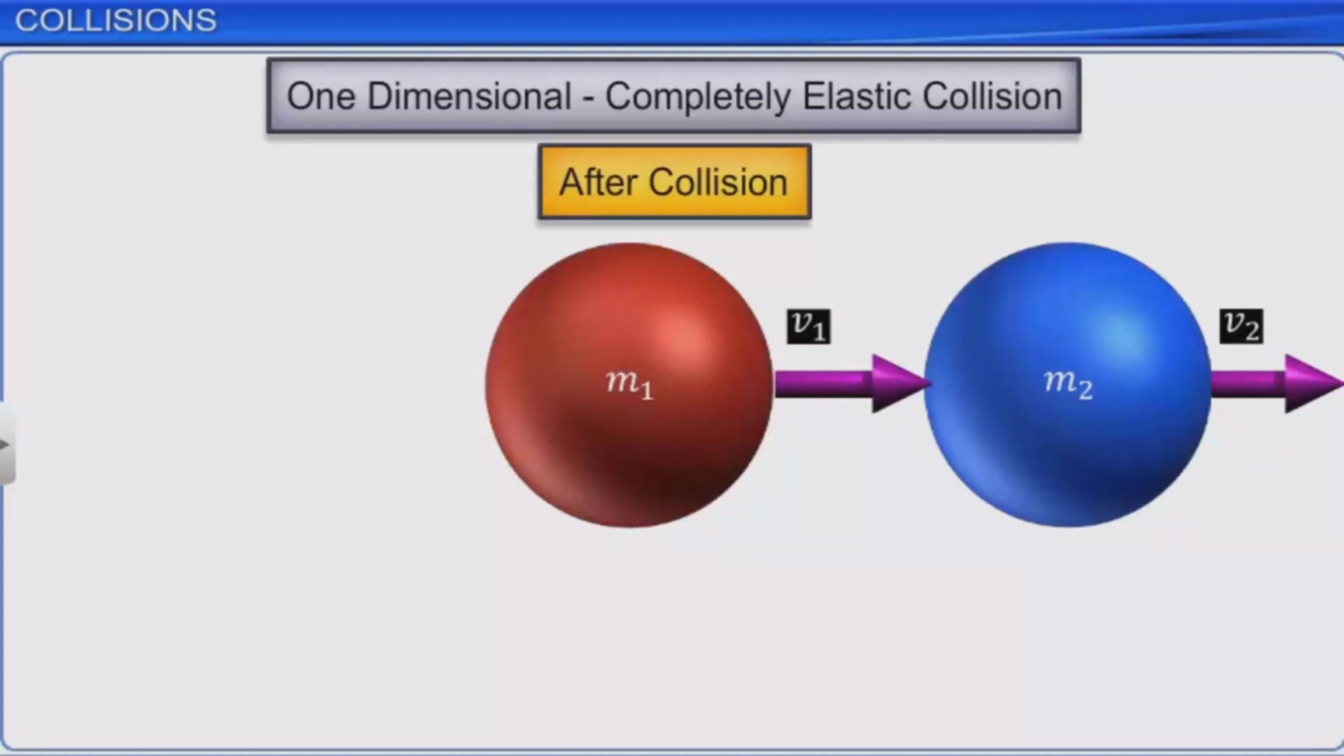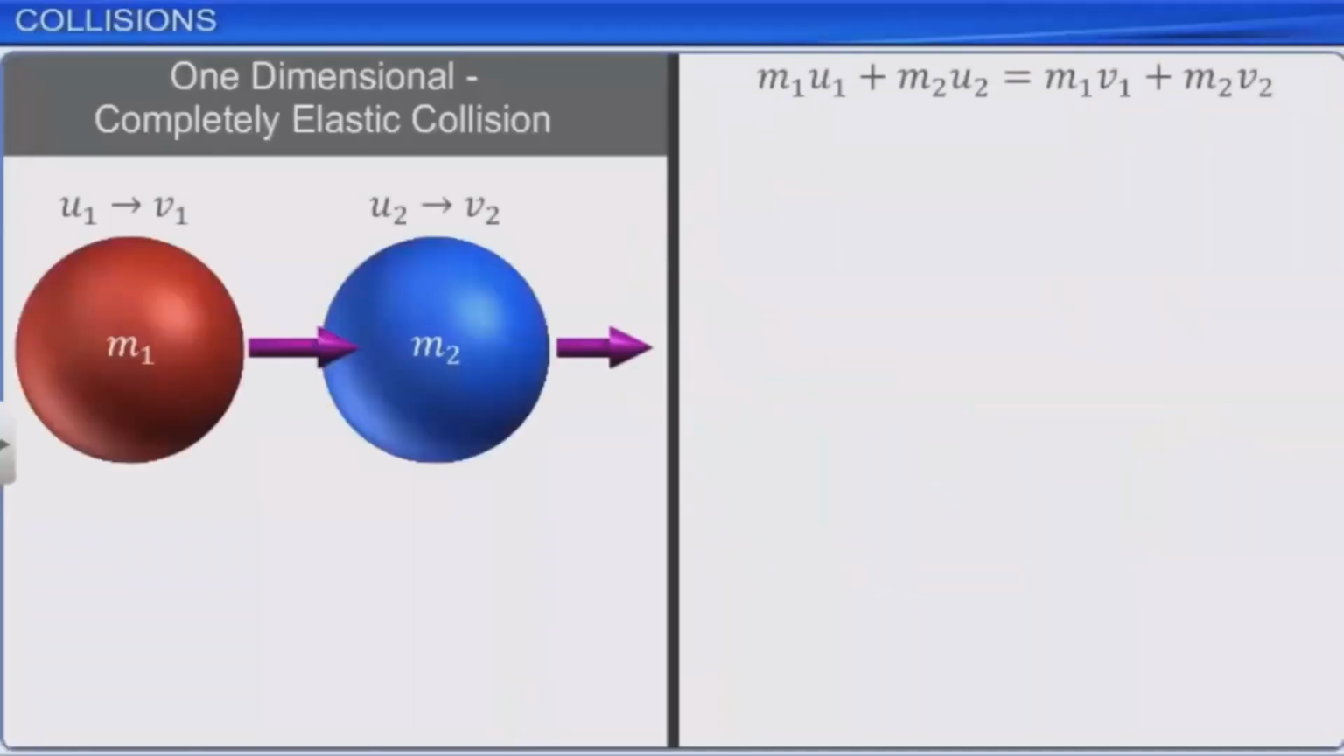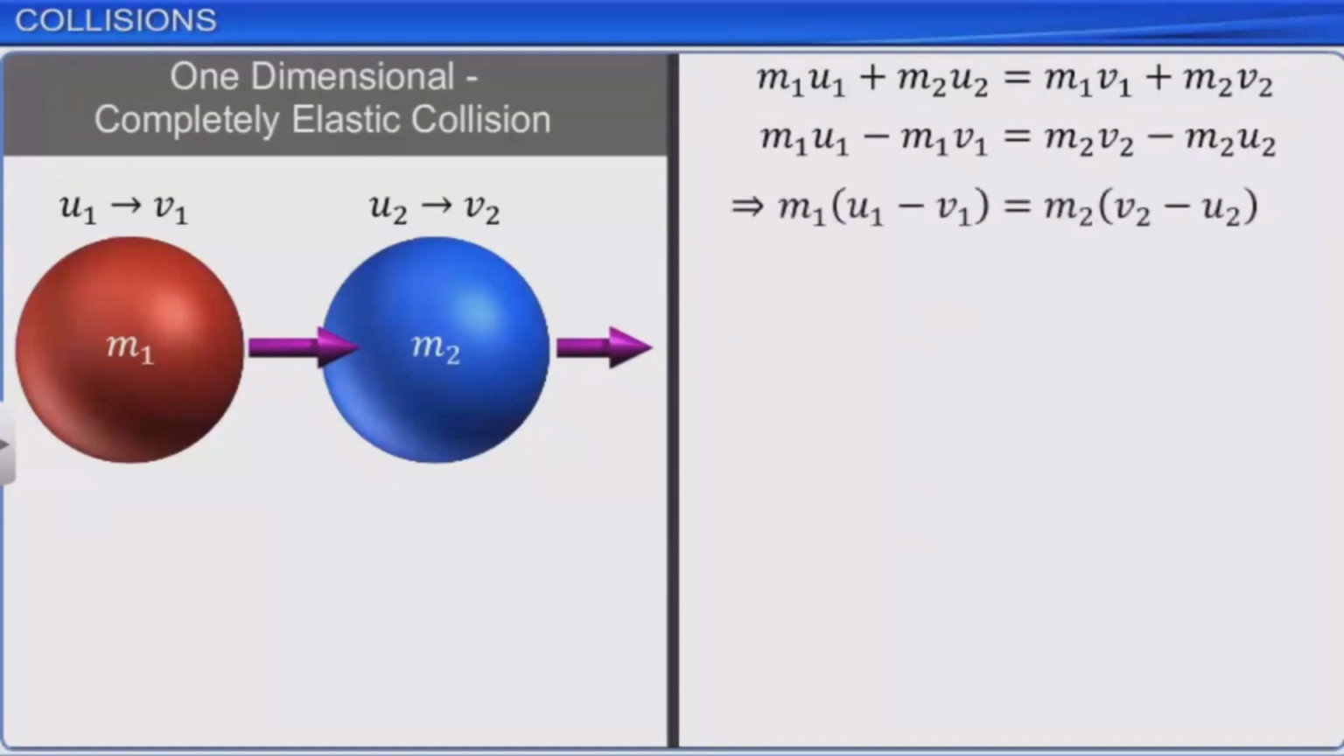Since the momentum is conserved, we have m1 u1 plus m2 u2 is equal to m1 v1 plus m2 v2. On rearranging the terms and simplifying, we get m1 into (u1 minus v1) is equal to m2 into (v2 minus u2). Let this be equation 1.